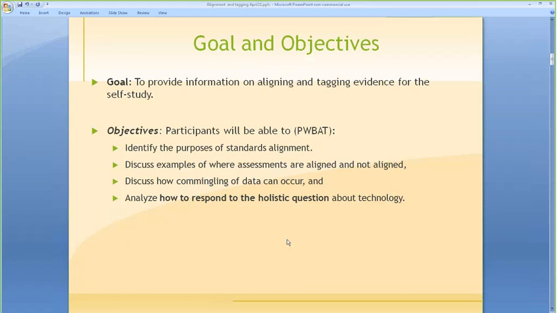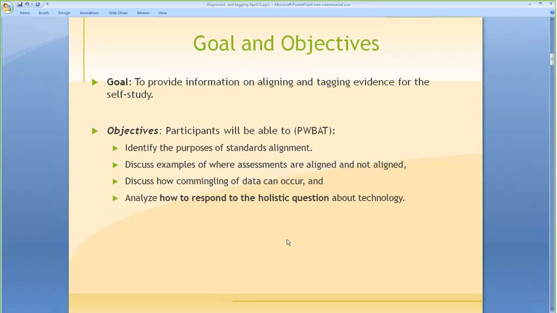What we're going to do today is to talk about aligning and tagging evidence. We want to talk about the purposes of standards alignment. I want to show you a couple of examples and hopefully open up discussion of where these sample assessments appear to be aligned and where they aren't. We want to discuss a little bit about how commingling of data can occur.